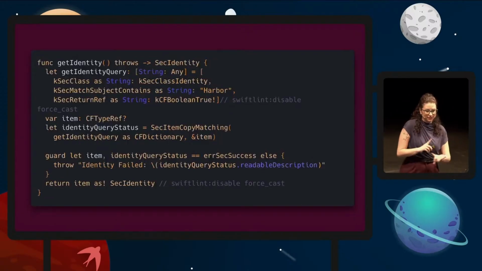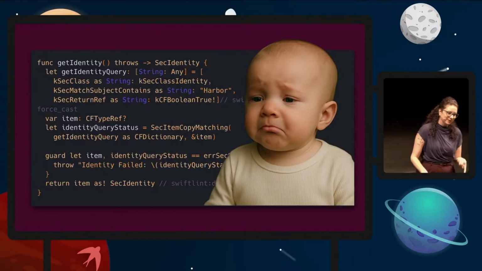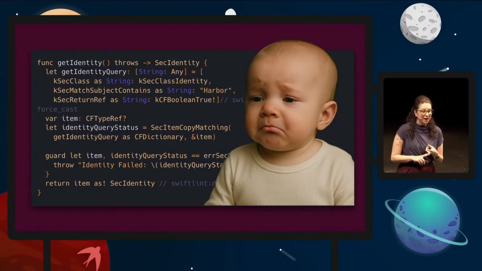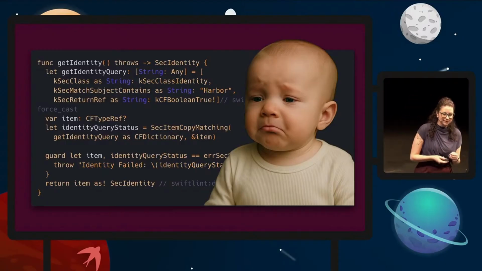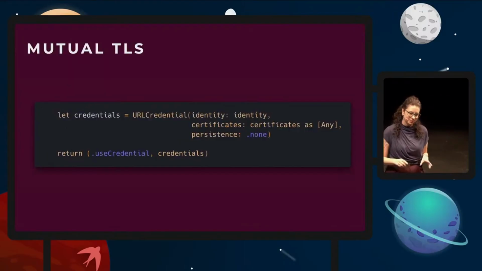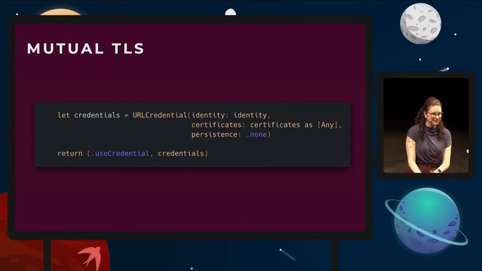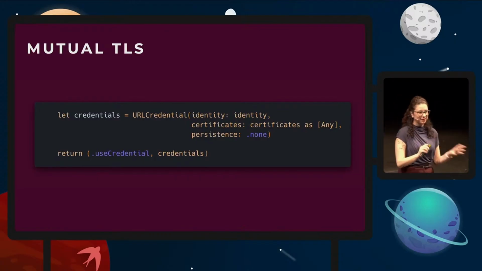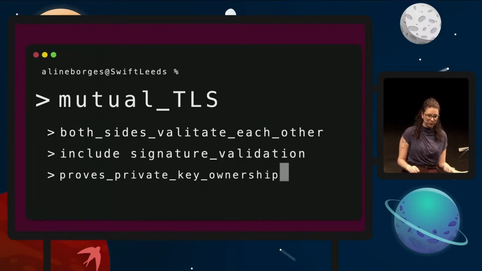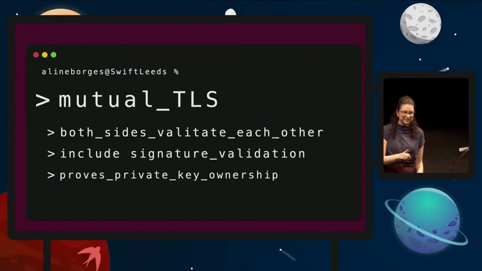This is the sort of code that I use to query keychain for an identity, which I'm not going to spend time showing because it's the sort of code that makes babies cry. You have to use force unwraps. There's no way around it. You have to literally put a SwiftLint disable outside there because it does not work without a force unwrap. And yeah, it is hard. But now I do have an identity. I can reply to the URL session delegate, and everything works. Great.